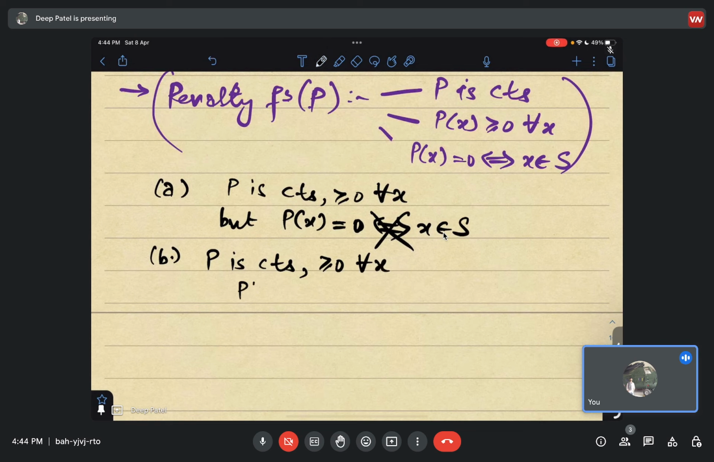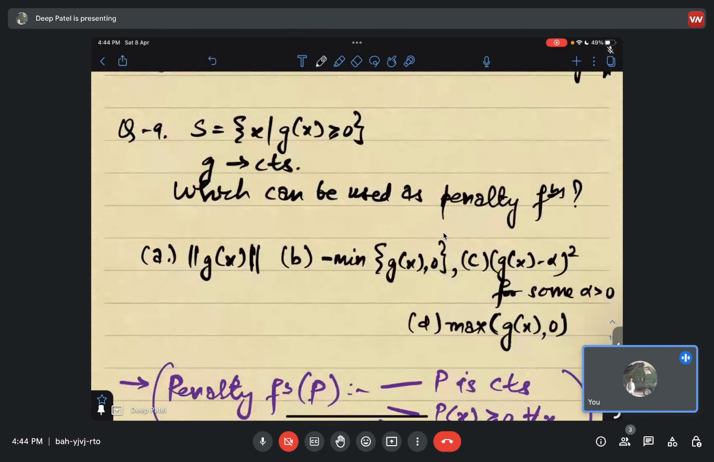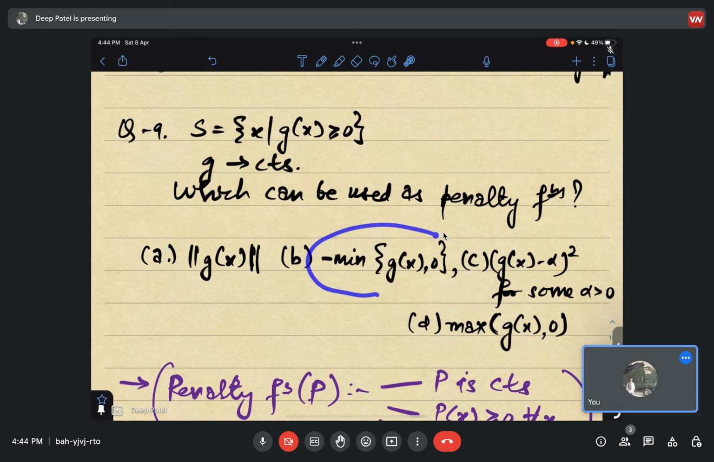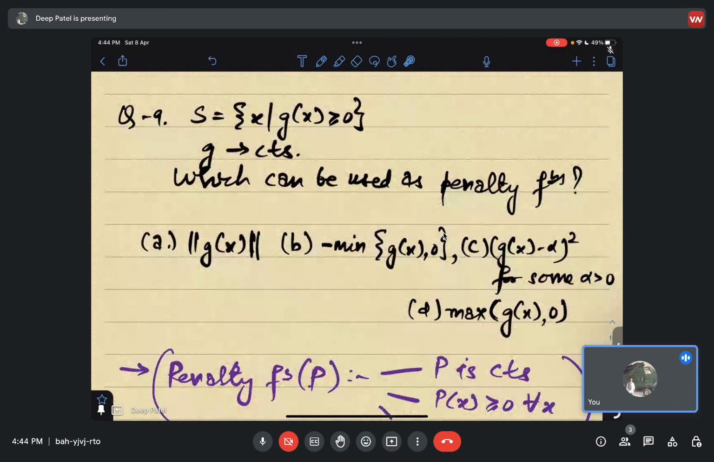What about p of x being 0 if and only if x in S? So let's see. If x is in S, then the value that this function takes is 0, correct? Because g of x is equal to 0 and this minimum is 0. Yes, it's 0.